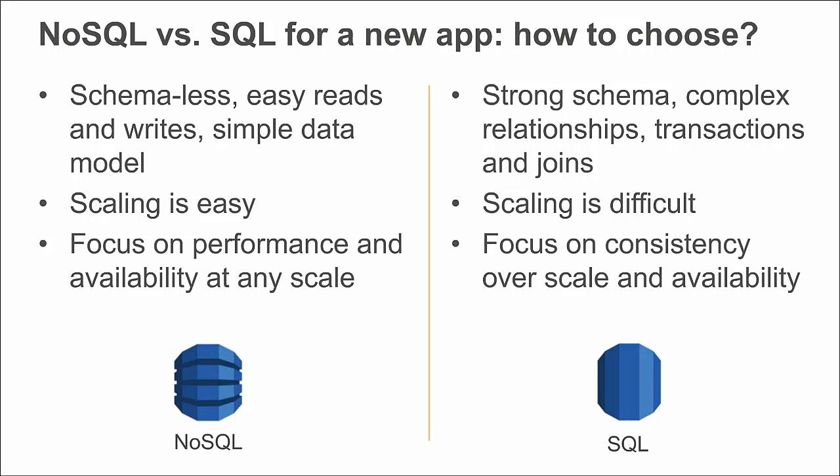When you look at RDS, it's got a very strong schema. It can support very complex relationships and transactions and joins, which might be necessary, especially for some online transaction processing applications. Scaling is a little bit difficult. You can do some vertical scaling, but you can't really scale out horizontally to add more and more resources to support a larger load. And SQL and relational databases really focus on consistency, making sure of data integrity over scaling and availability.